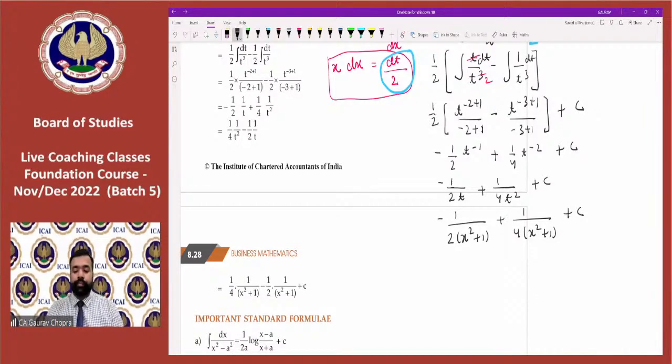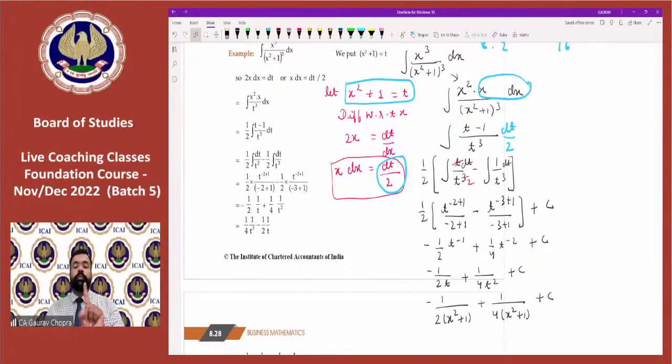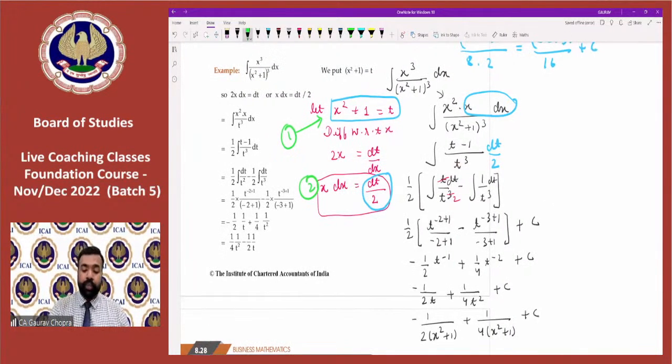All right. So the main important step was the first step, to assume t. Then the second step was to differentiate them, to find x dx equal to dt by 2. Then the third step was to split them.